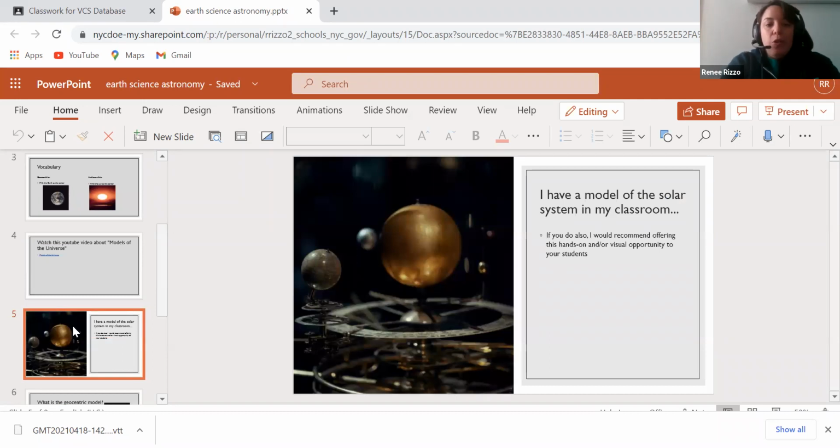So, this is a side note for your tactile or kinesthetic or even visual learners. I have a model of the solar system in my classroom. I believe I inherited it from a previous teacher. I actually don't know where I got it, but I assume many of you may have something similar in your classroom also. So if you do, I would recommend offering this hands-on and or visual opportunity for your students. I like the model because you can actually spin the planets around the sun and students can see how the solar system actually operates and how it would look, obviously on a much smaller scale.